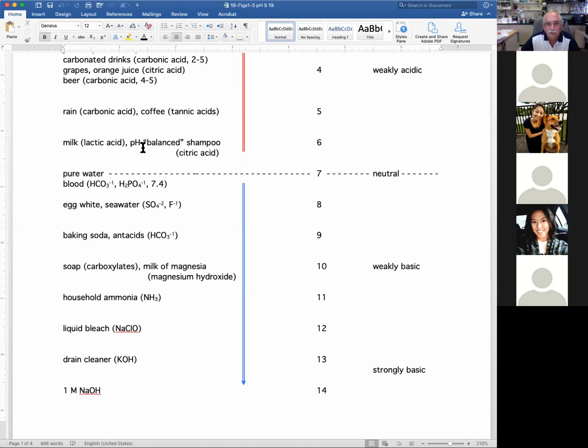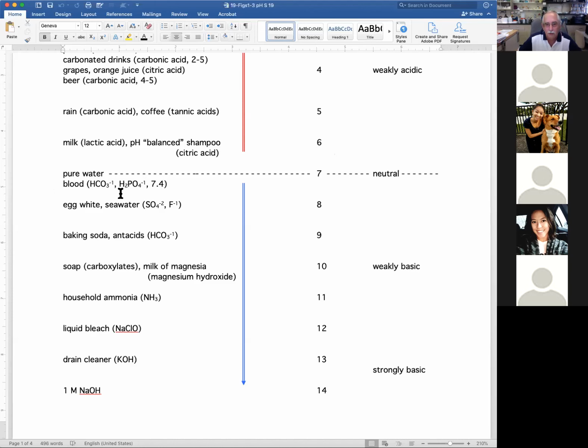And of course, pH balanced shampoo is about pH 6, so it's not really balanced, is it? It's more like an advertising thing. Oh, our shampoo is balanced, so you better buy ours. So pure water is 7. Blood is slightly alkaline, about 7.4, because of bicarbonate and because of dihydrogen phosphate.